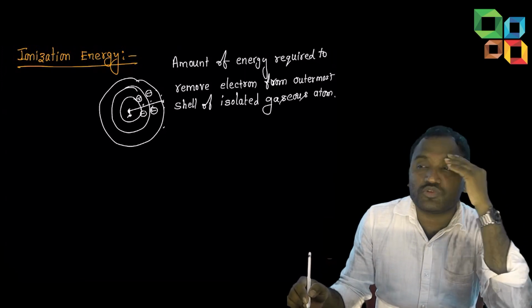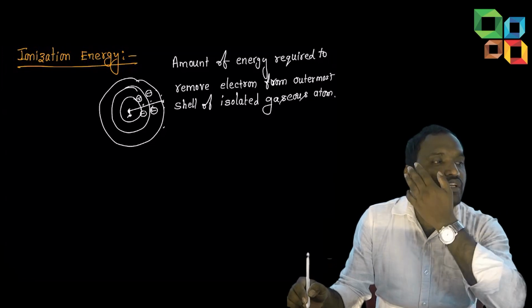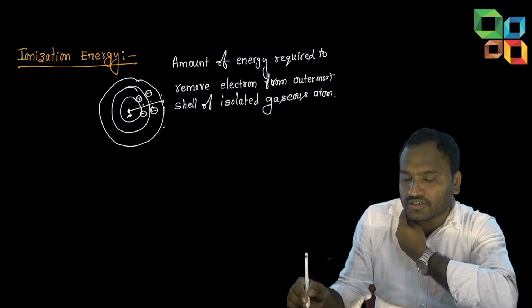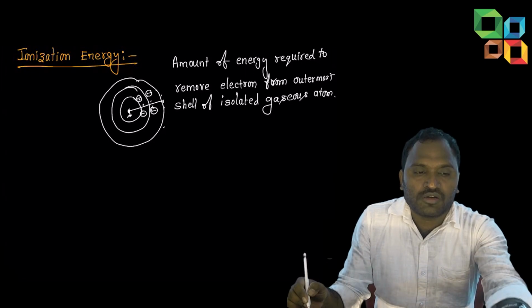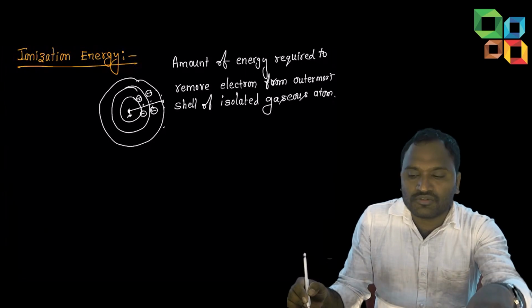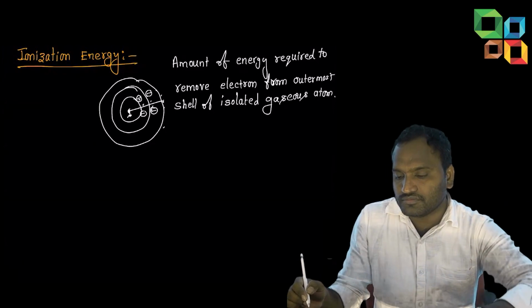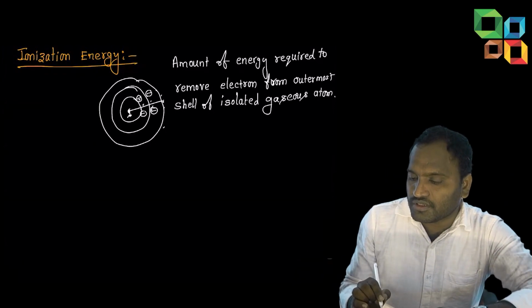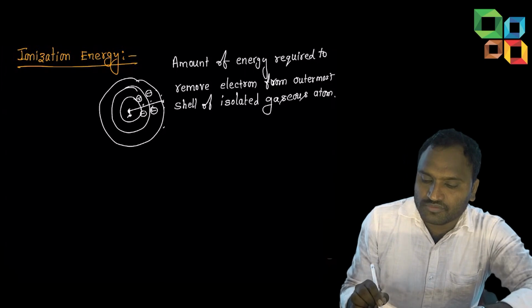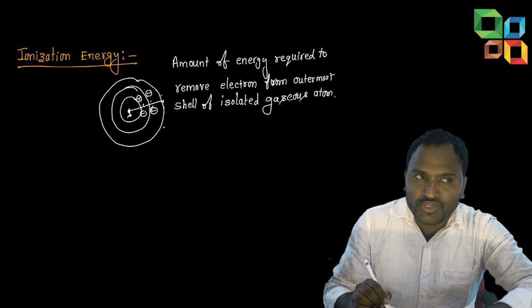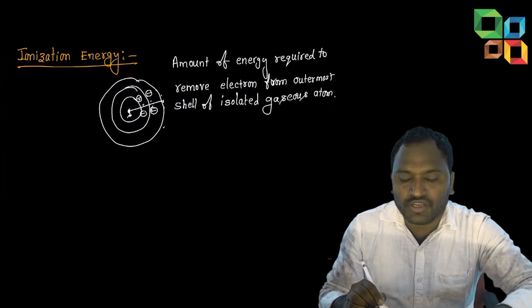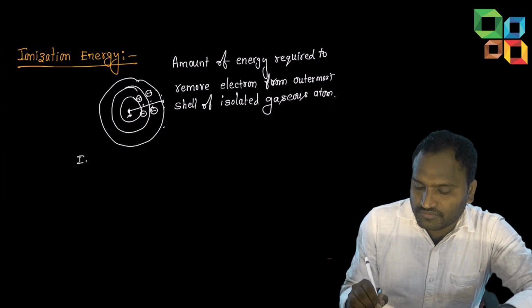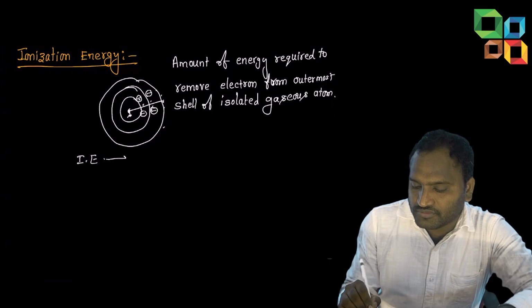Amount of energy required to remove an electron from the outermost shell of an isolated atom. Isolated means a free atom. It is not in molecular form, or it doesn't have any bond. This is called ionization energy. Next, we need to apply energy to get the electron out. So ionization energy is endothermic. I will write, students, endothermic.